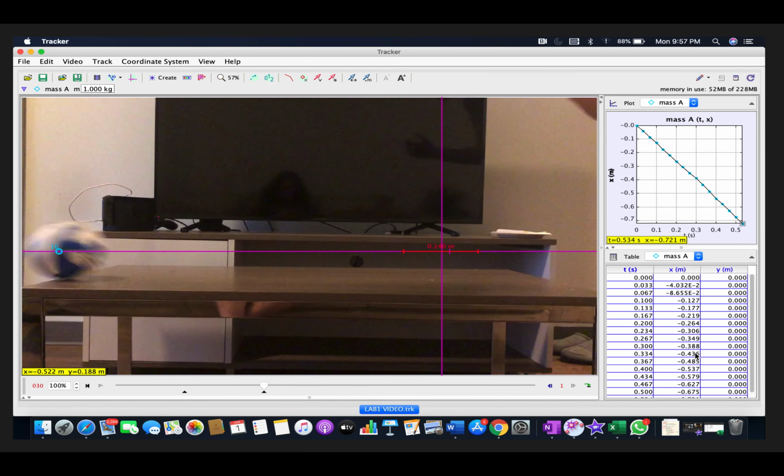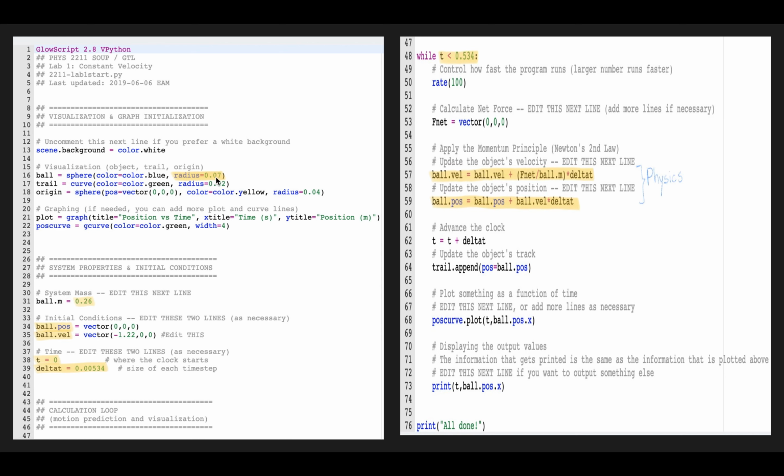Now, with this information, I was able to change some things in the computational model. For example, the radius of the ball. I also searched for the average weight of a volleyball, which is 0.26 kilograms. I changed the ball position, which starts at the origin, so it would be 0,0,0 as a vector. And then the ball velocity, which is the vector minus 1.22,0,0. I calculated this by using the first two data points.